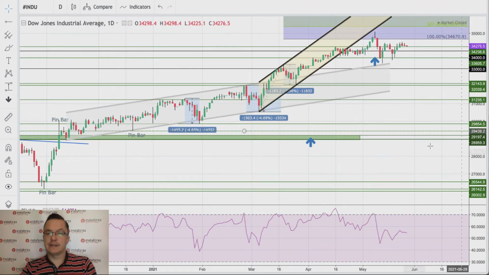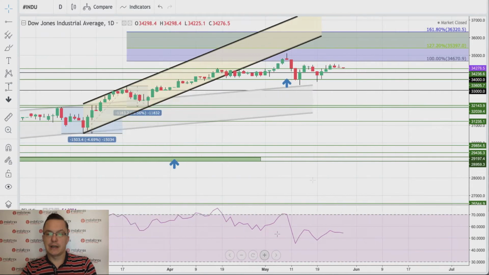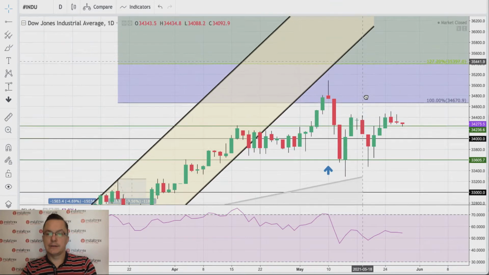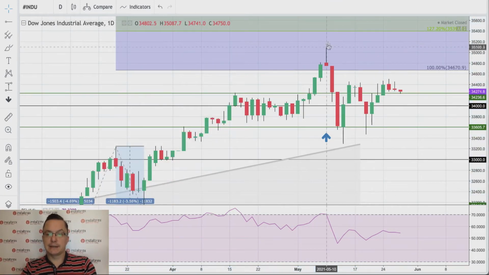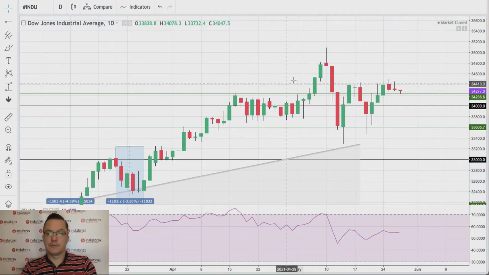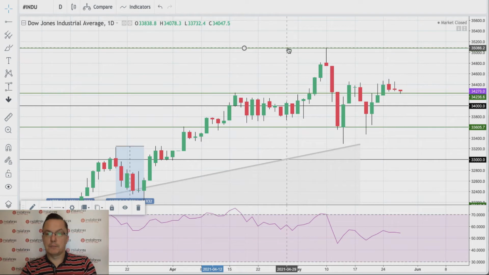Situation is kind of similar here, but we have a very interesting candle. Look at that. We have this candle. We can get rid of this channel. This candle here is a shooting star candle on a daily time frame chart, just above 100% of the Fibonacci extension. So right now we can just remove this one.